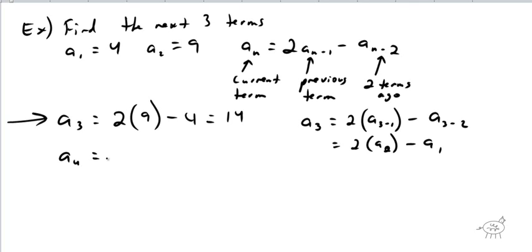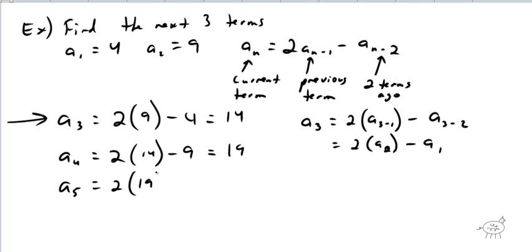So a sub 4 is equal to 2 times the previous term, which is 14, minus the one before that, which in this case now is 9. So I get 19 for that. And a sub 5 is 2 times the previous term, which is 19, minus the one before that, and I get 24. And those are my next 3 terms. Okay, not bad.